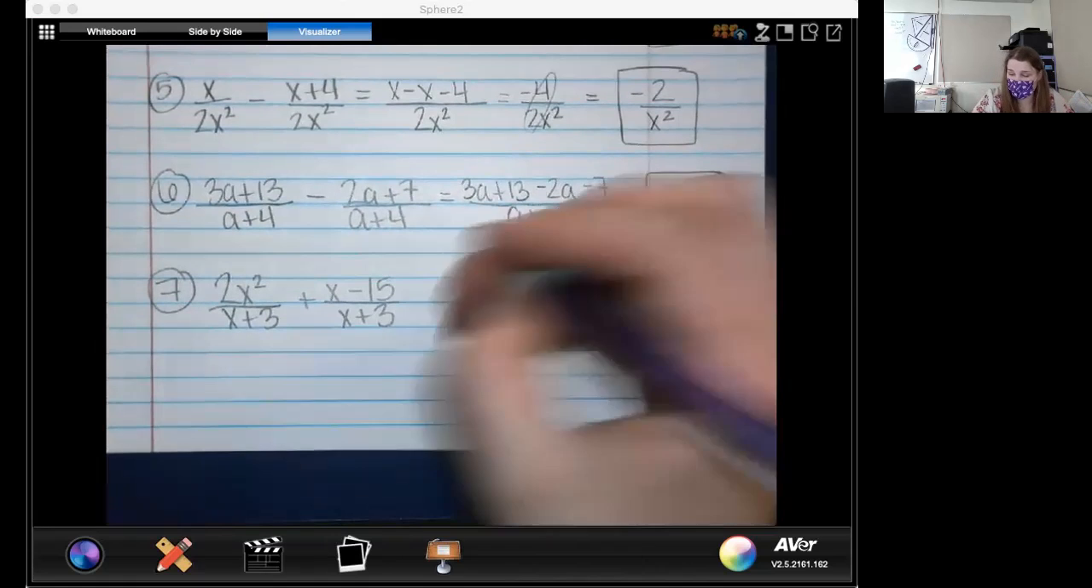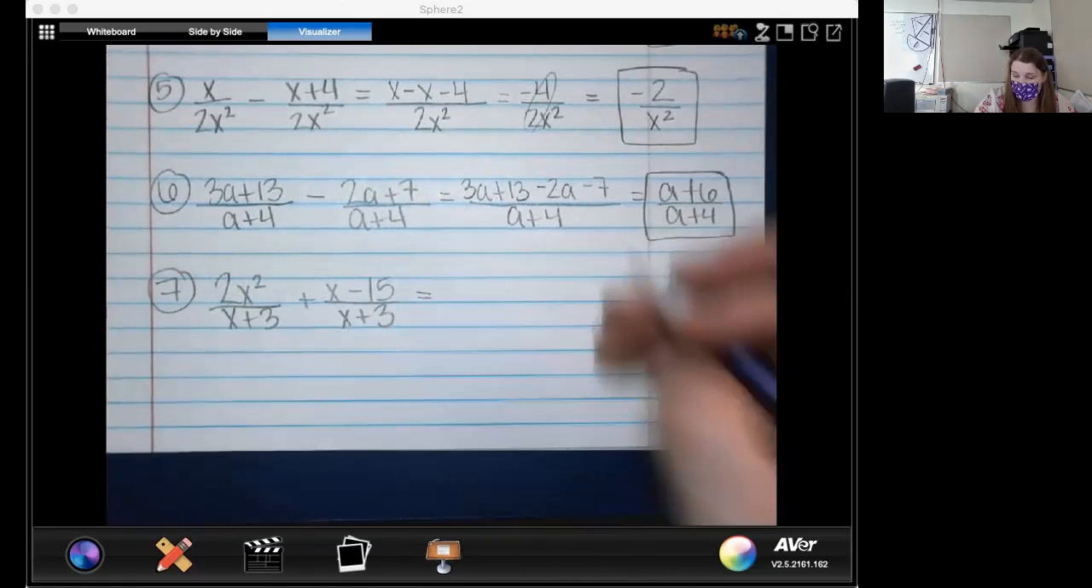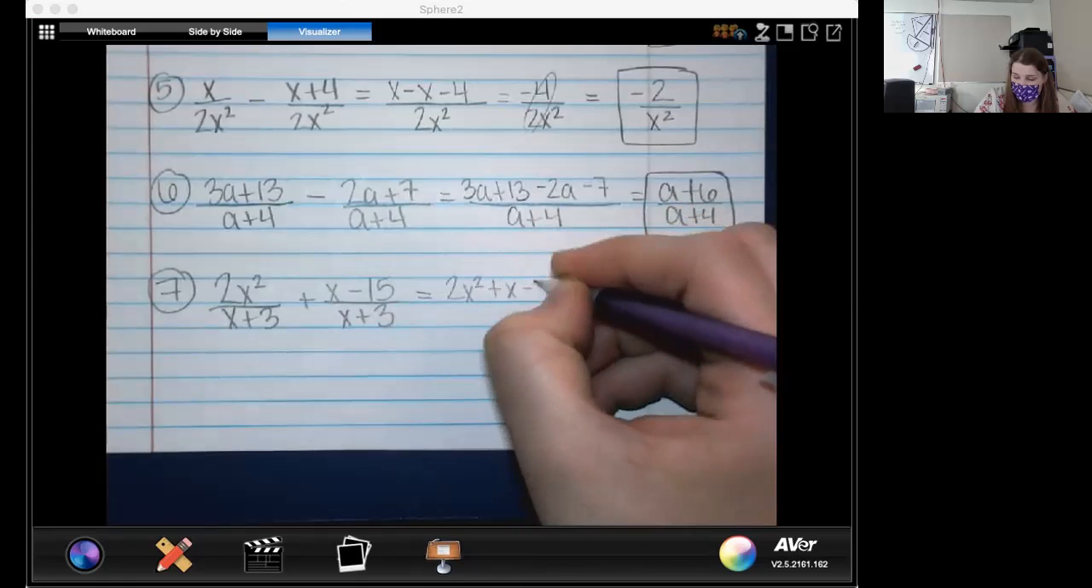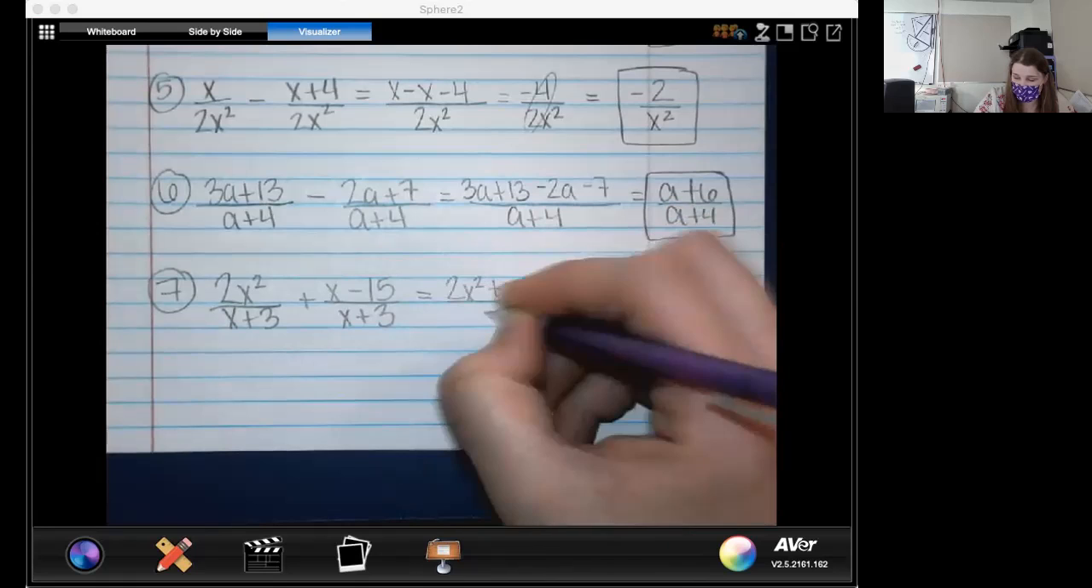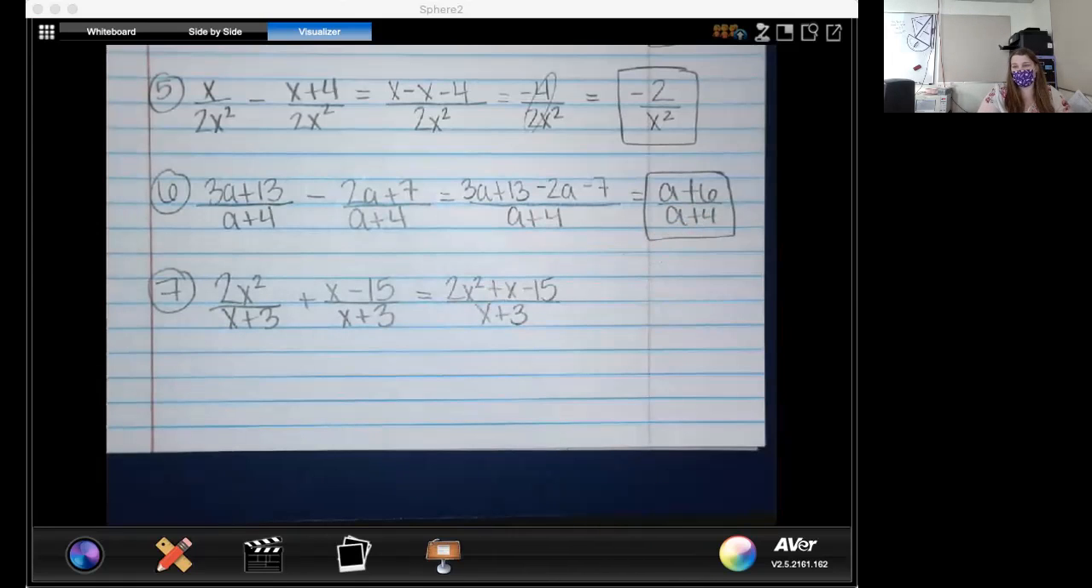Okay, so when we're adding, it's a little bit nicer because you don't have to distribute anything, right? It just becomes 2x squared plus x minus 15, all as one statement. Now at this point, what should you be thinking when you're trying to factor the numerator? What should be a thought going through your head?